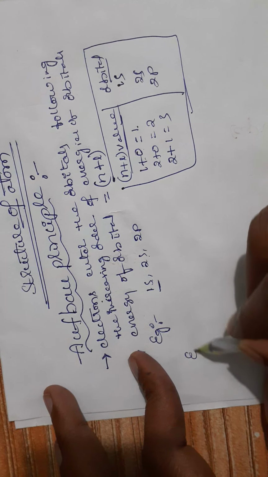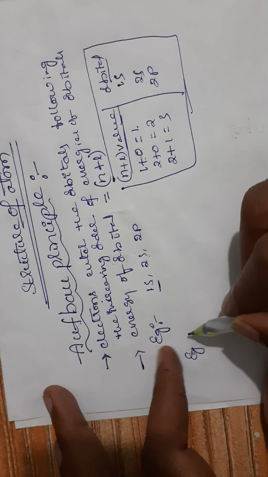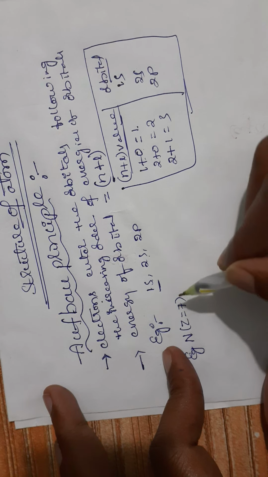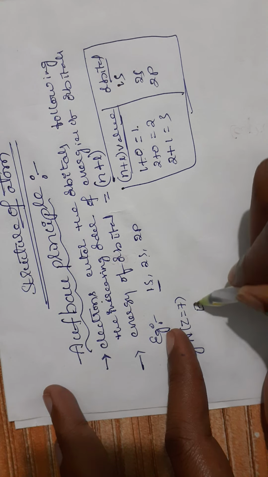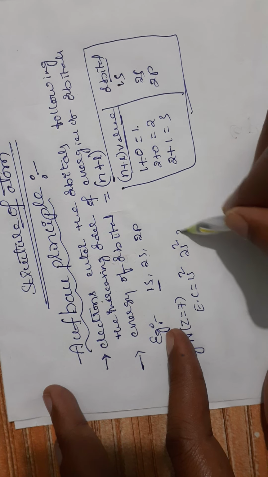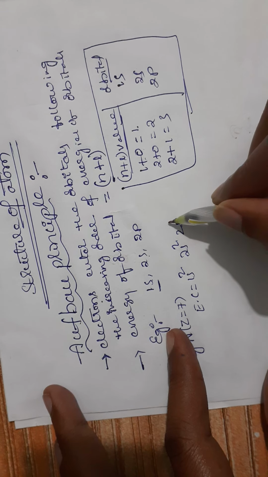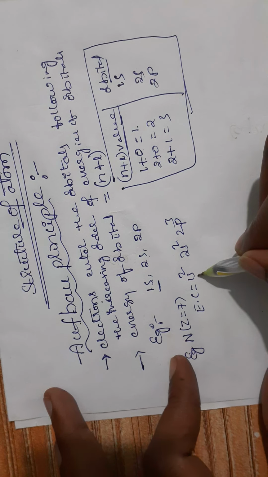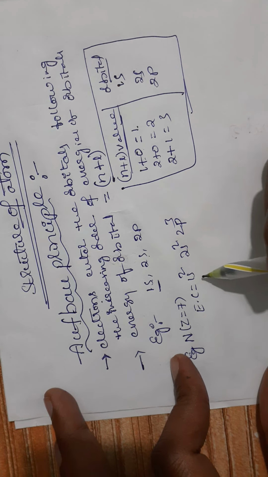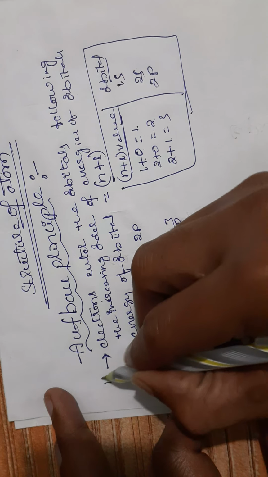For example, we take nitrogen, students, whose atomic number is 7. It has 7 electrons. So its electron configuration is 1s2, 2s2, 2p3. First 1s is filled with electrons, then 2s, then 2p, because it is lower energy. This is the first point, students.